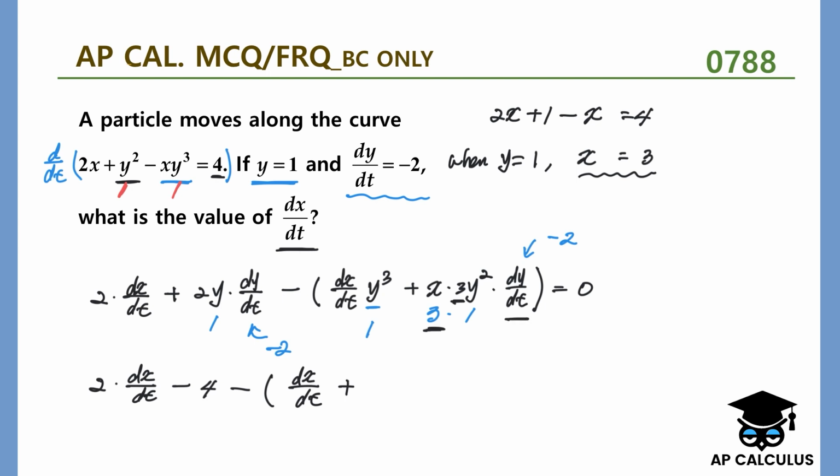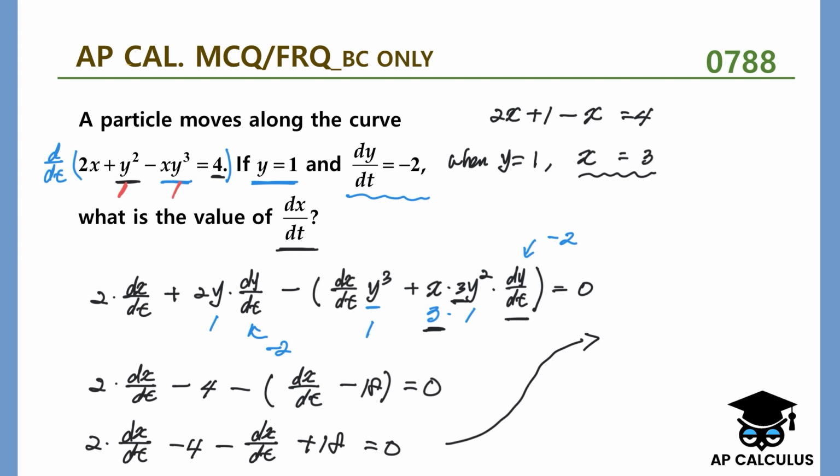So 3 times 3, 9. 9 times negative 2, that's negative 18. So that's negative 18, and the whole thing is equal to 0, right? So 2 times dx over dt minus 4 minus dx over dt plus 18 is equal to 0.